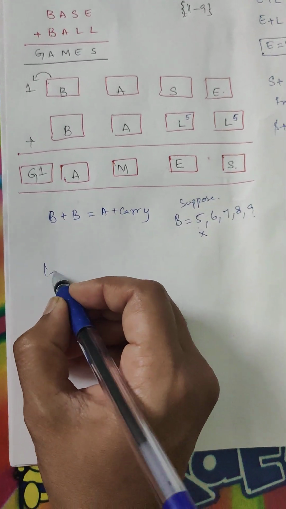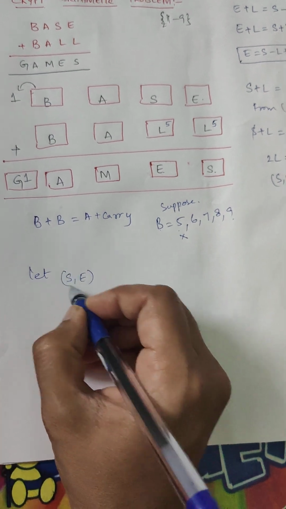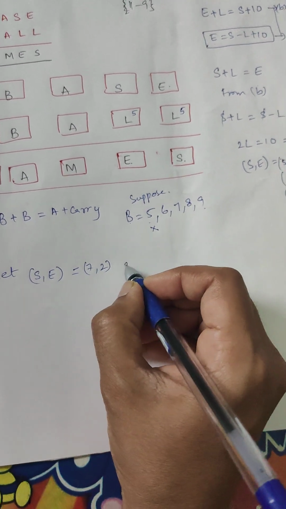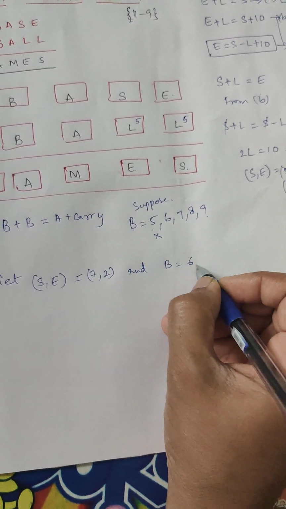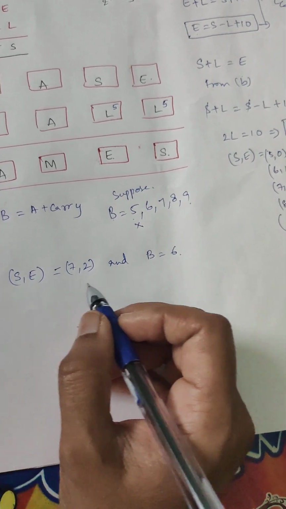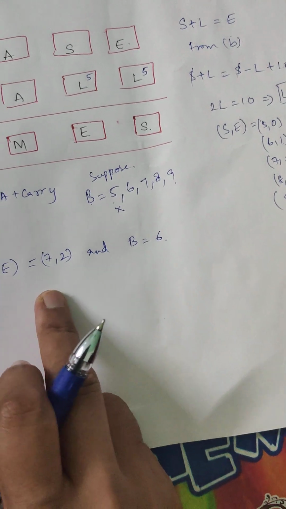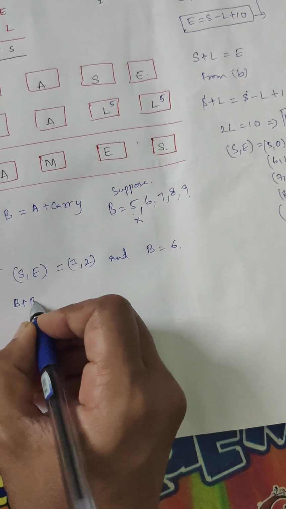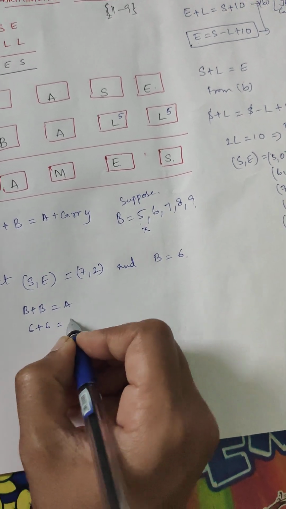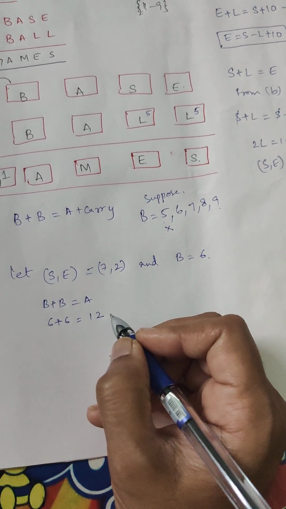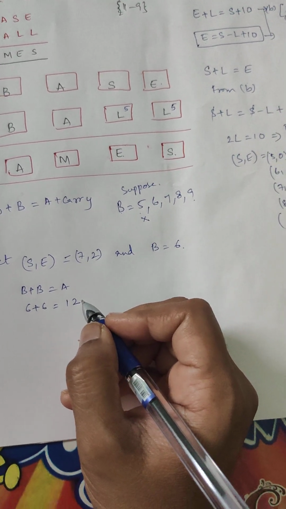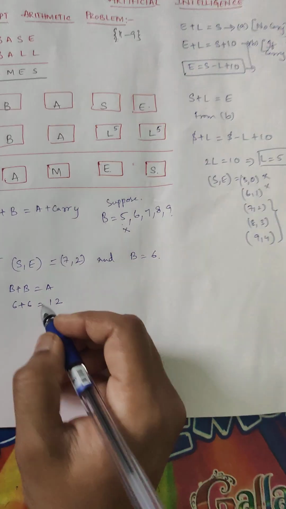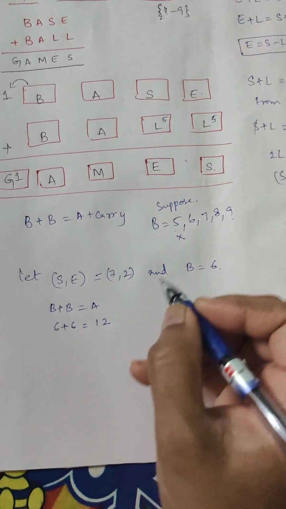Now we need to suppose S comma E is equal to 7 comma 2 and B equal to 6. Is it possible if I supply these values? Let us add the B values. B plus B is equal to A. 6 plus 6 is equal to 12. This is not possible, because E is already allocated as 2.